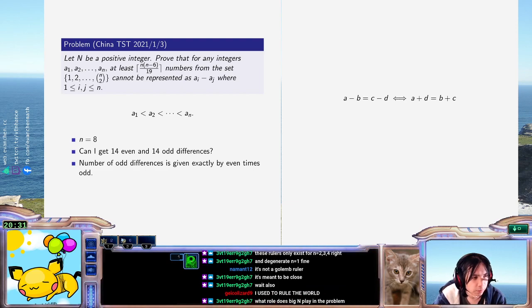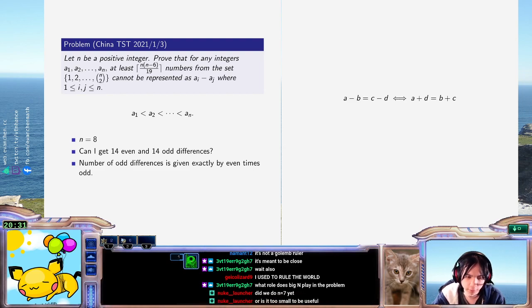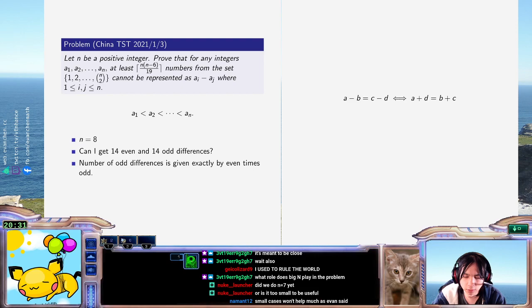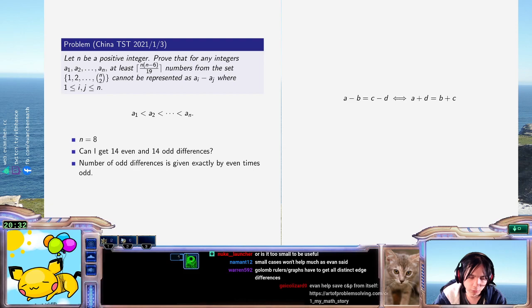What role does big N play? Oh, sorry, that should be lowercase n. Do we do n equals 7? Do you want to do n equals 7? Okay, for 7, there's like 21 differences. In order to have a perfect ruler, if you want to get every difference, then you need to have 11 odd numbers, which is not possible because 11 is not the product of two numbers which sum to 7.